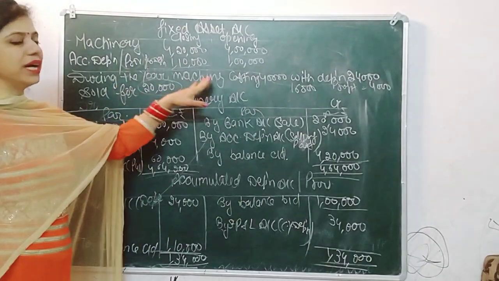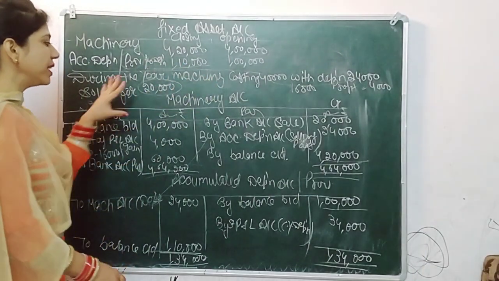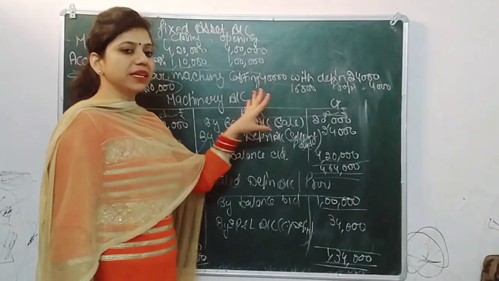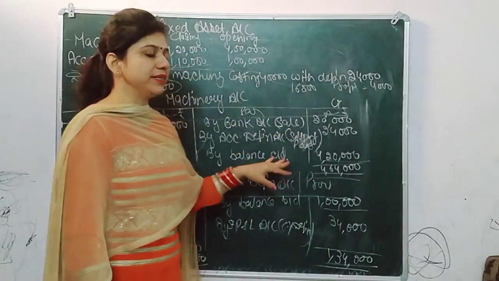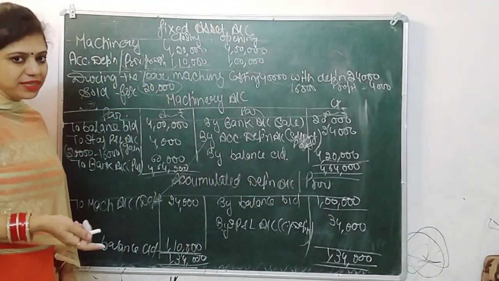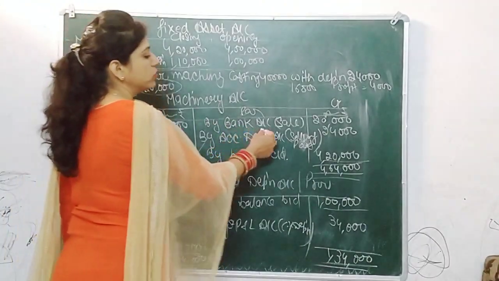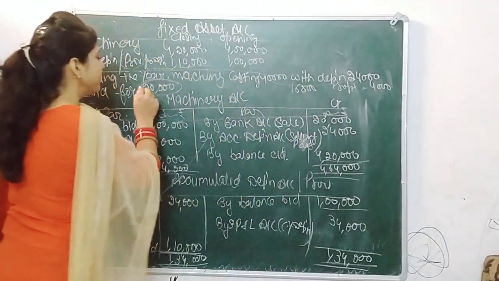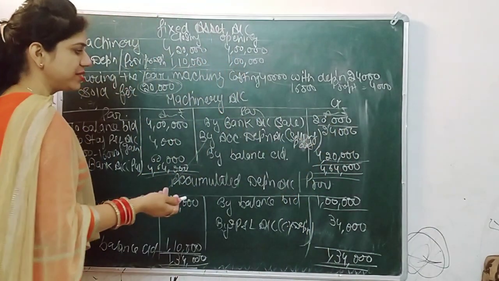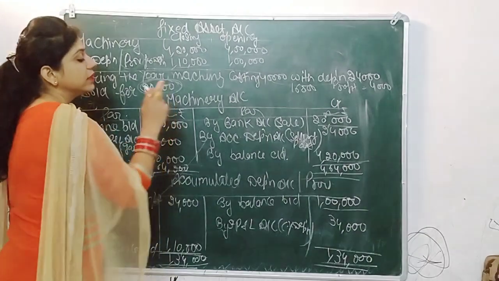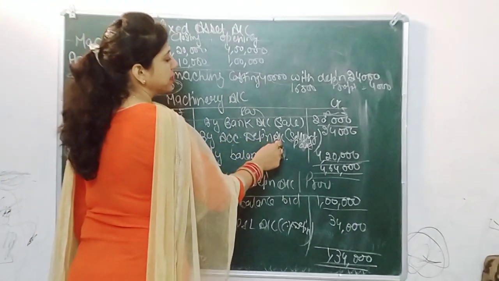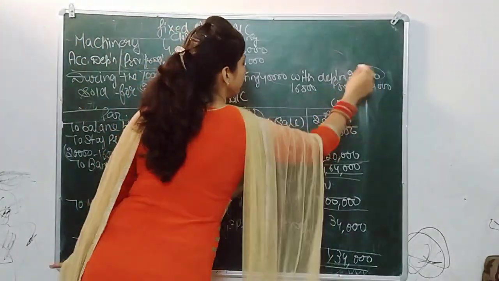Now we have to post the adjustment. How will it be posted? If an asset is increasing, it should be on the debit side. If an asset is decreasing, it should be on the credit side. If we sold the asset, that means the asset is decreasing. So by bank account, the sale value is 20,000, because the asset is decreasing. And depreciation also decreases the asset. So by accumulated depreciation account, that is 24,000.